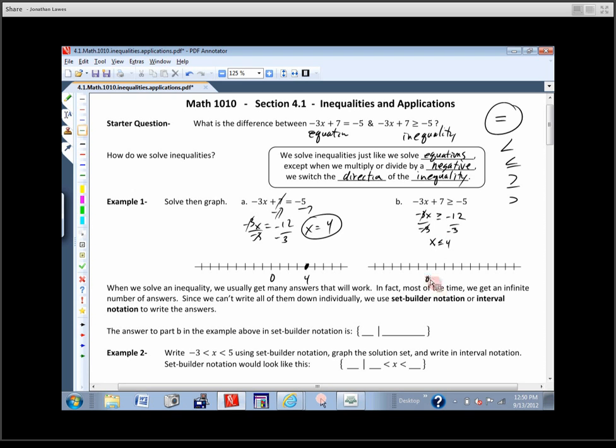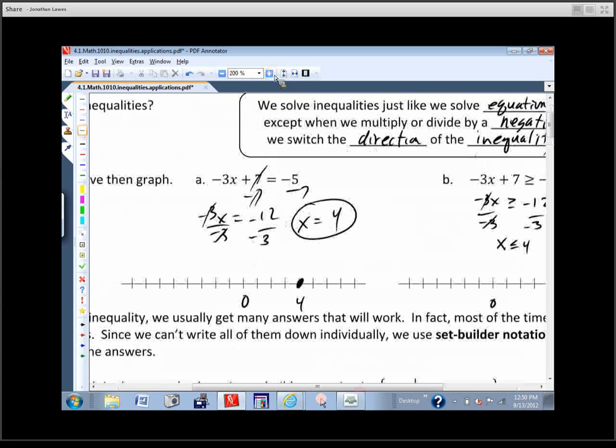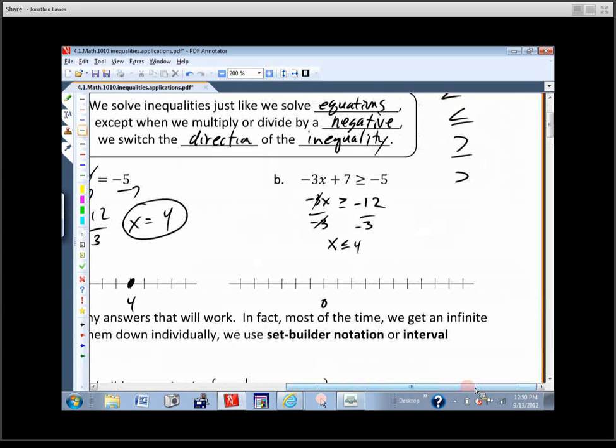So I'm going to put 0 on here again. 0's right here. I'm going to go over to 4. I'm going to label the 4 and I'm going to circle the answer that's at 4. And then I want to read this. This says x is less than or equal to 4. So any number you want, as long as it's less than or equal to 4.